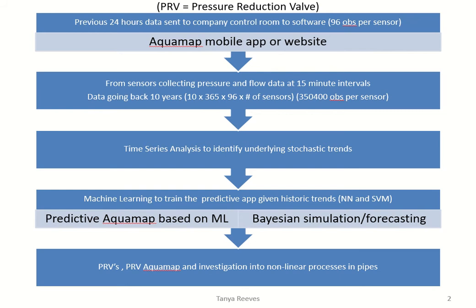My information was, I'm not sure if this is correct, but this is what I was led to believe, that there are sensors collecting pressure and flow data at 15-minute intervals. Data goes back for 10 years, so there's obviously a lot of data from this system. This could then be used for a time series analysis to identify underlying stochastic trends. So then this could be used for machine learning to train a predictive app based on not just machine learning but also Bayesian simulation.